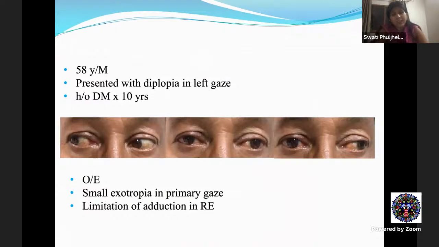Then this is another interesting case where you have an isolated medial rectus or adduction paralysis. He was a 58-year-old male who presented with diplopia, particularly on the left gaze. There was a history of diabetes for 10 years. So at first look, it seems that it is probably a vasculopathic third nerve palsy, because there is no involvement of the pupil and the patient has a history of diabetes.